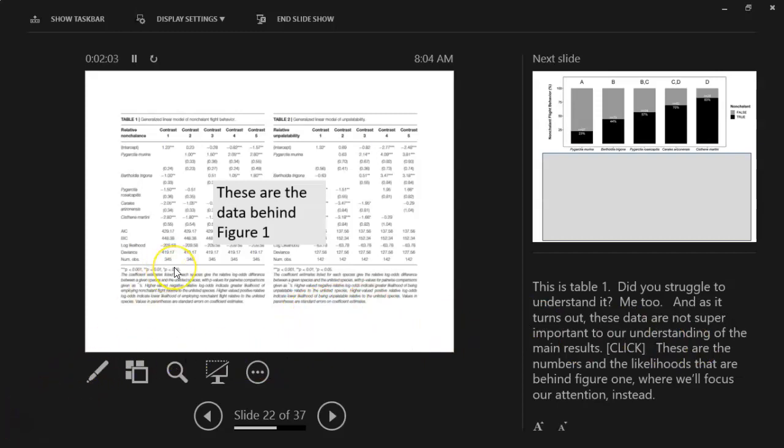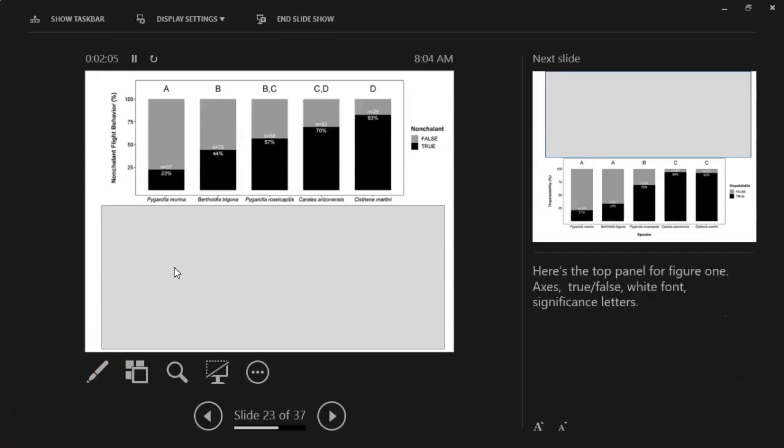So let's go ahead and move on then to the main results from these trials, which is represented here in Figure 1. I've blocked out the bottom panel of Figure 1 so that we can focus here at the top. All right, let's take a look at what we got going on here. As always with a new chart, let's take a look at the axes first. And what we'll see here is on the x-axis, we've got our 5 species of tiger moths.